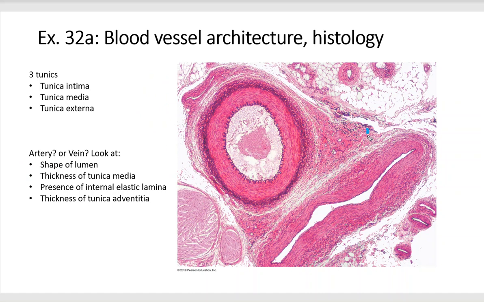This one, as you can see, has a way different shape. It's flat and has kind of little corners in it and stuff. That is a vein. So any shape that's odd or flat is typically a vein.